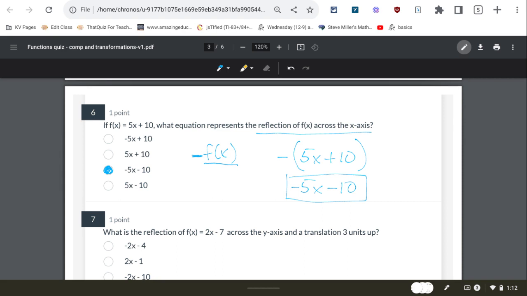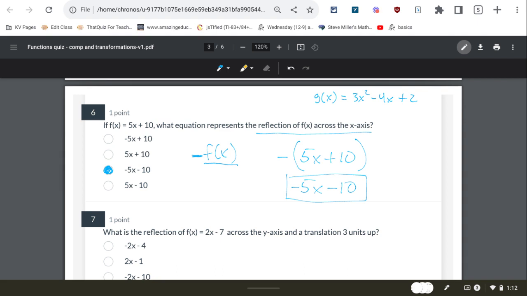All right, if you want to try one real quick, let's say you had g of x equals, oh, how about 3x squared minus 4x plus 2. All right, try to reflect that across the x-axis.